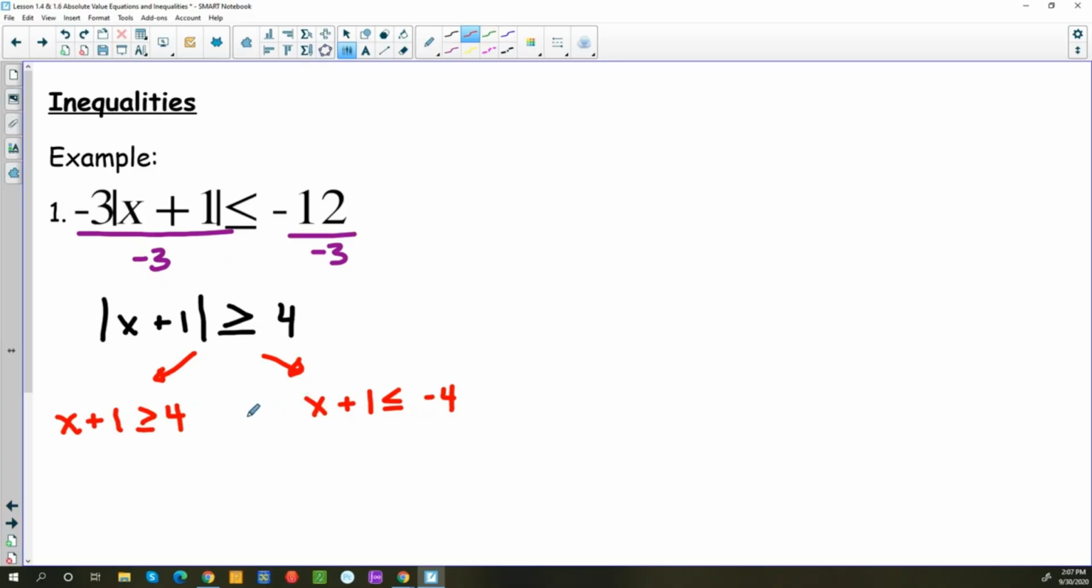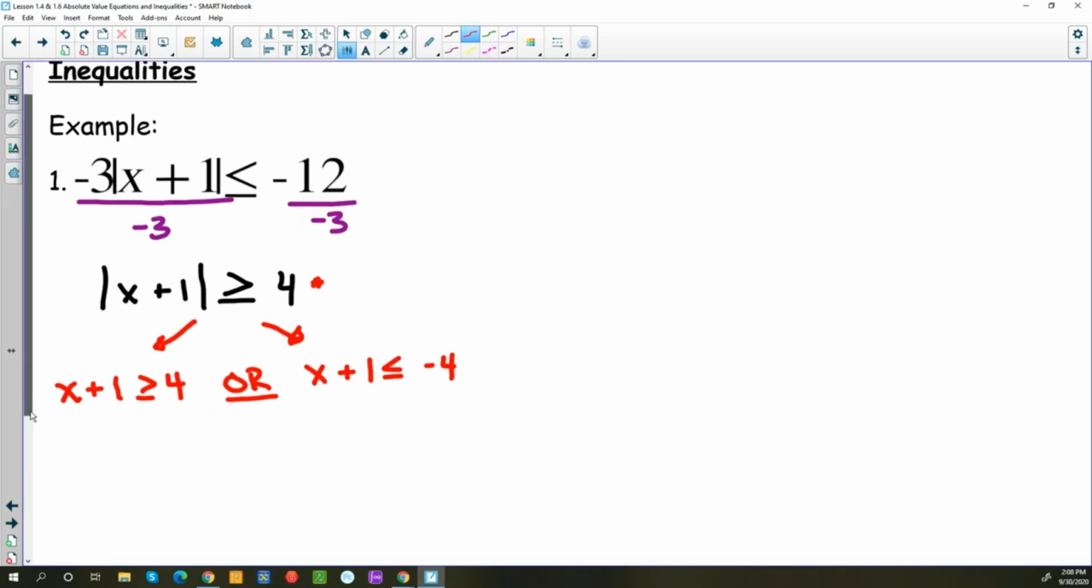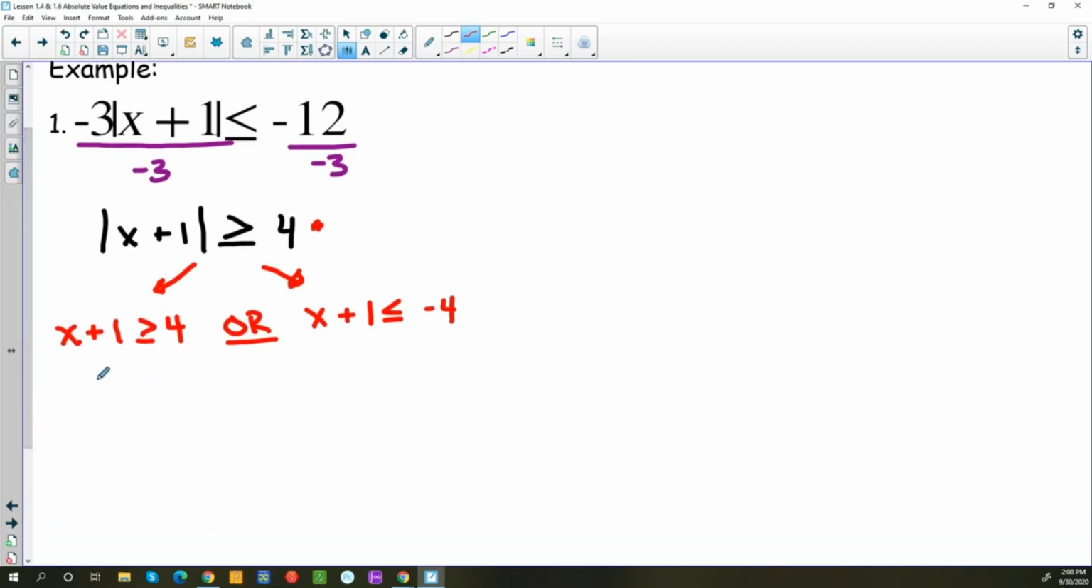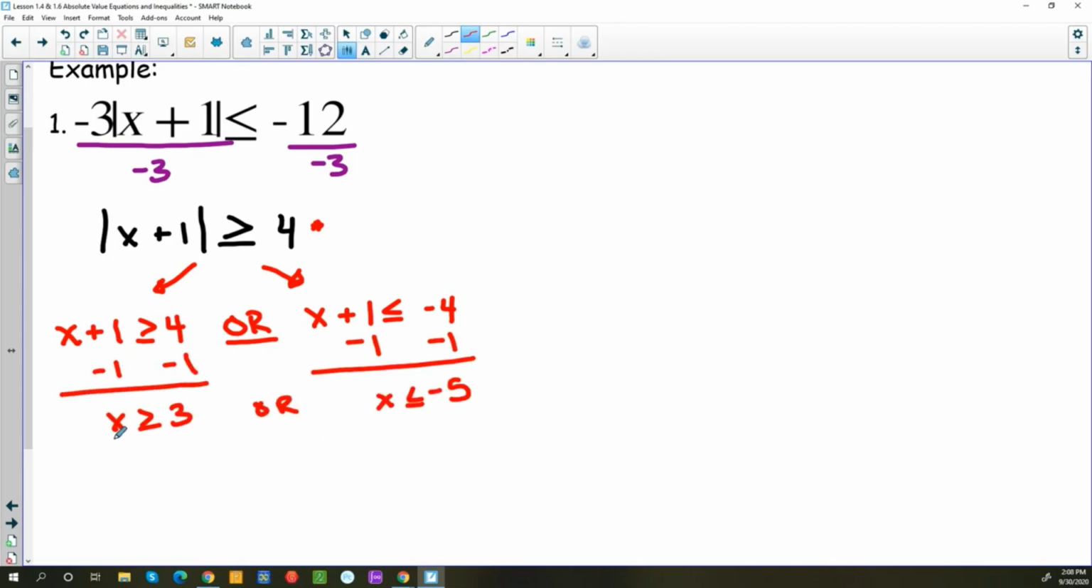So then the other thing we have to identify is, is this an or or an and? So you want to go off of this moment right here after you isolate the absolute value bars. So we are dealing with a greater than, which means that this is an or. So you need to make sure that you indicate that as you're working through your problems. Okay. So now it's just our job to solve. So now subtract 1, subtract 1. So we have x is greater than or equal to 3, or x is less than or equal to -5.